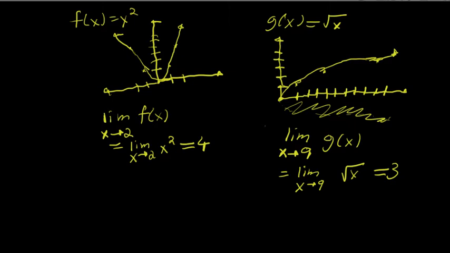Okay, so in these two examples that we just took a look at, this one and this one, you'll notice as x approached 2 from both the left and the right, so coming from below and above, f of x approached the same number, 4. And here, as x approached 9 from both below and above, g of x approached 3. Approached or got closer and closer to or tended to, you'll hear all of those terms.